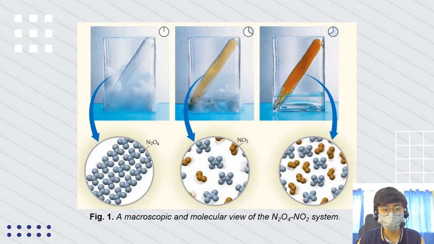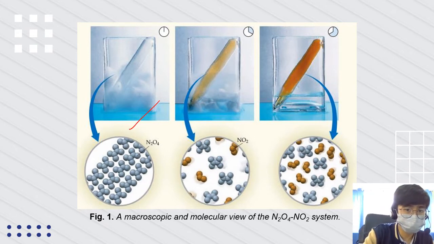We have here your figure 1. So this time let us examine the decomposition of a colorless N2O4 gas, that's your dinitrogen tetraoxide, to brown NO2 gas, that's your nitrogen dioxide. And let us see how this reaction illustrates chemical equilibrium. So in this case, we begin with a sample of your colorless N2O4. So this one.